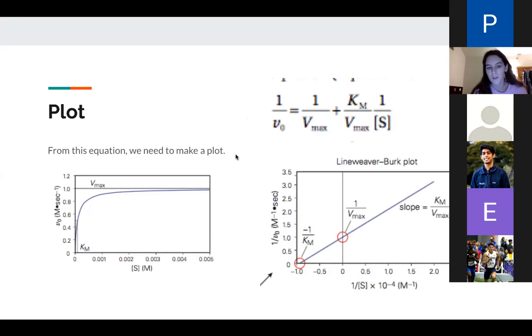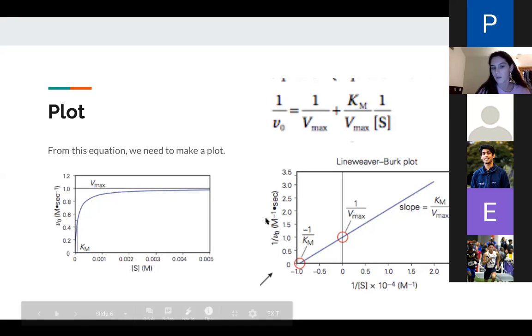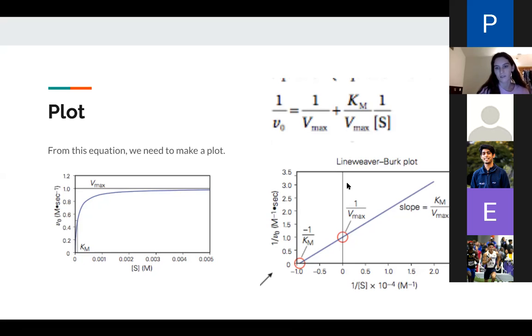And so this is what the plot will look like. This is a Michaelis-Menten plot, and this is the same data, linearized and put into a Lineweaver-Burk plot. You can see that the x-axis is 1 over the substrate concentration, with the y-axis being 1 over the rate, or V naught, and the slope is Km over Vmax. You can see all the information from this, and how it adds up here.